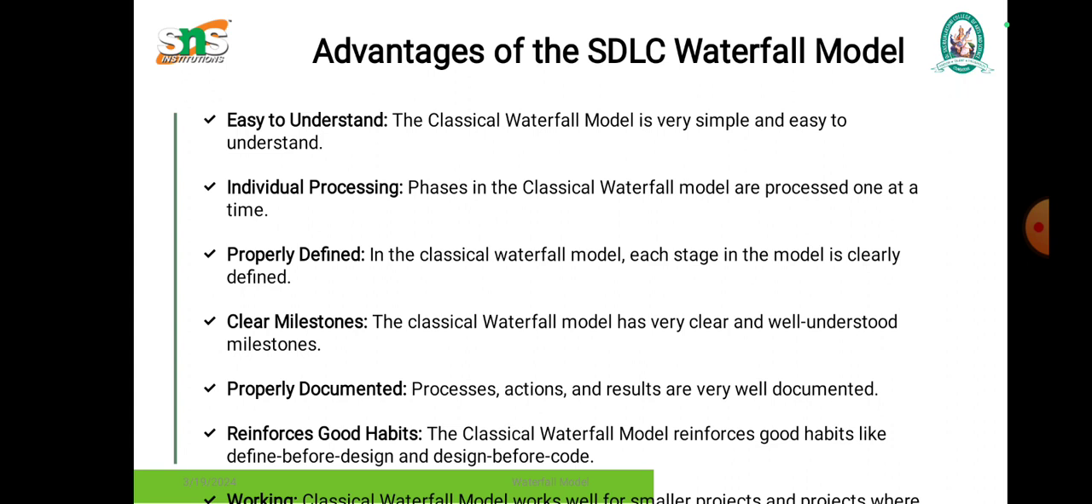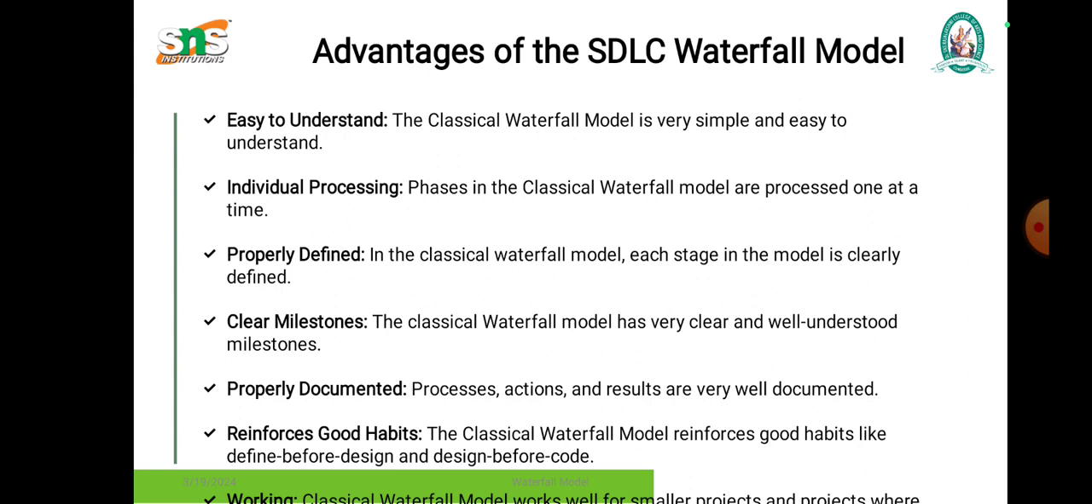And next is advantages. This waterfall model is easy to understand because it is very simple. The second advantage is individual processing, which means each phase in the waterfall model is processed one at a time. The third advantage is that it is properly defined, as in the classical waterfall model each stage is clearly defined. And the fourth one is clear milestones, as it has very clear and well understood milestones.